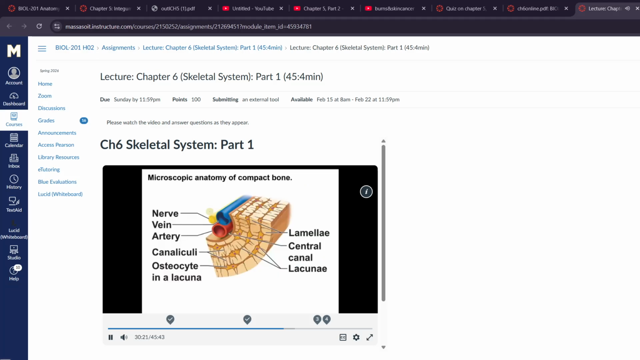Okay, so we talked about the osteon. Here's just another figure showing you again the central canal, and you can see now there's arteries, veins, and even nerves running through here. We have the lacuna, we have the osteocytes that completely fill up the lacuna. We have the canaliculi, and then the lamella.